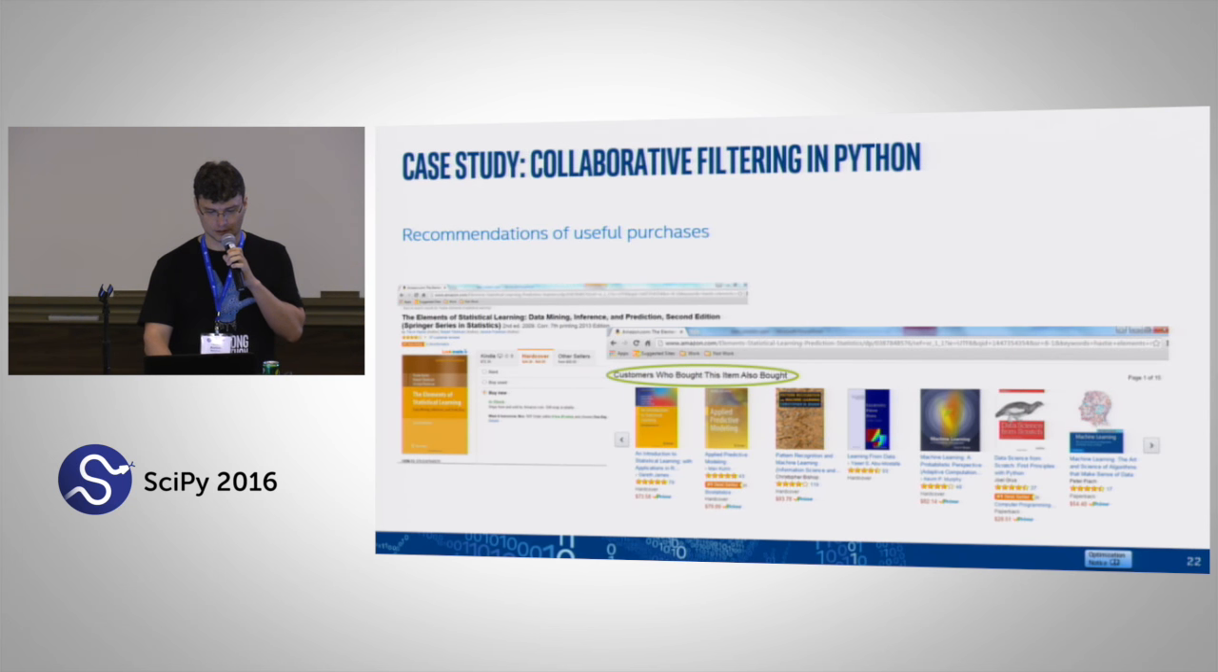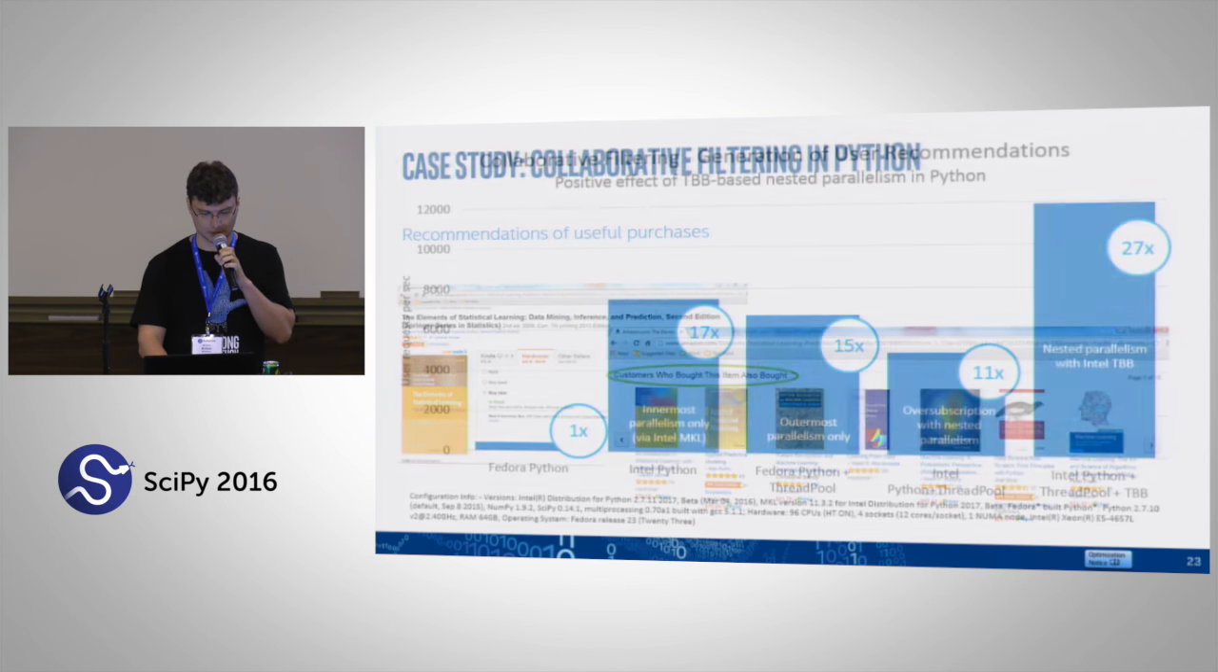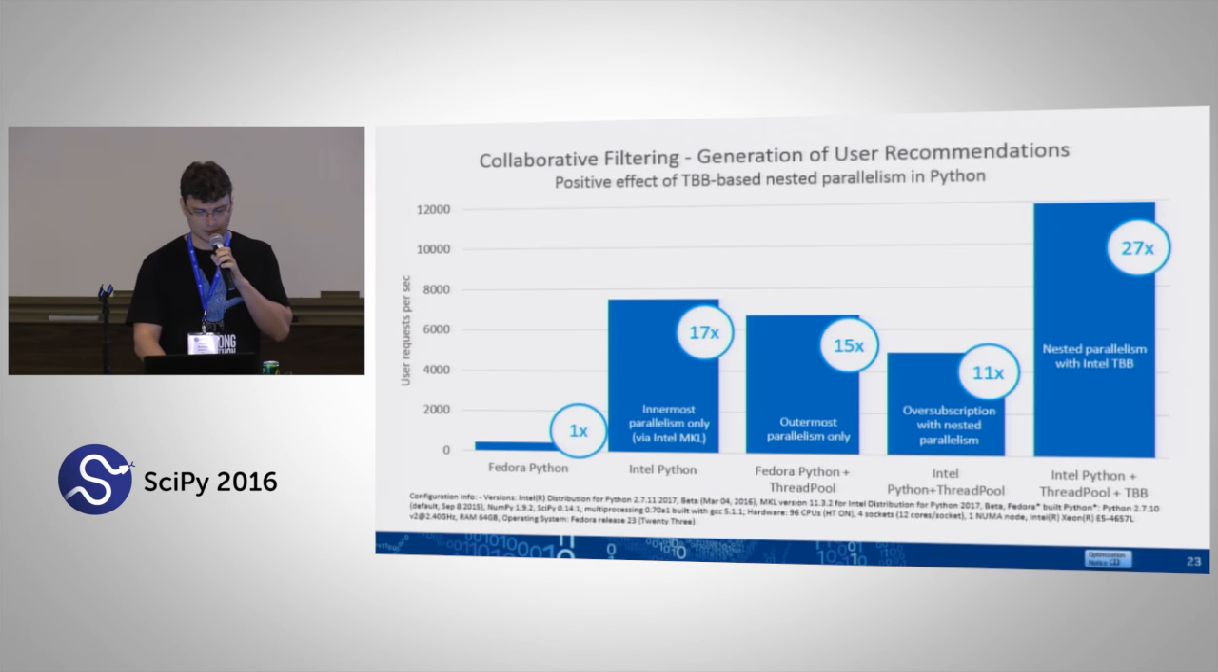Another case study is collaborative filtering, like what you would be suggested by sites, like what to buy next, what to watch next. So it's pretty much a matrix multiplication problem. And if you take this application with default Python, which comes with the Fedora Linux distribution, we have this baseline. If you run the very same program, but using Intel distribution for Python, we have this 17 times speedup.